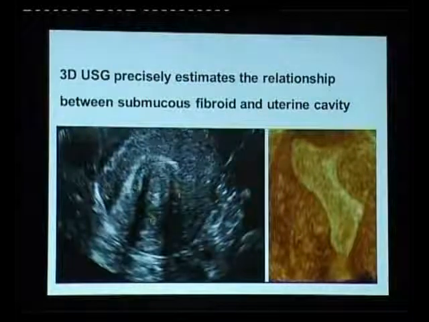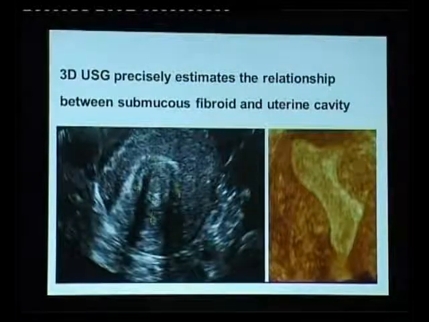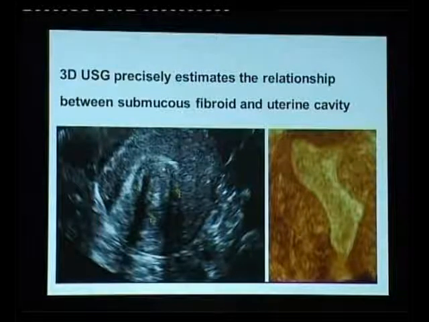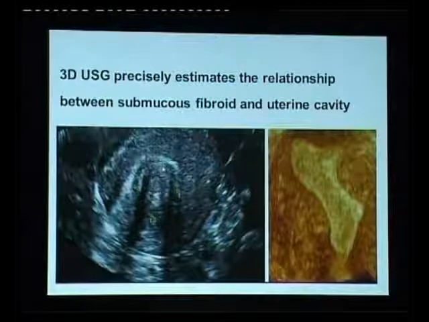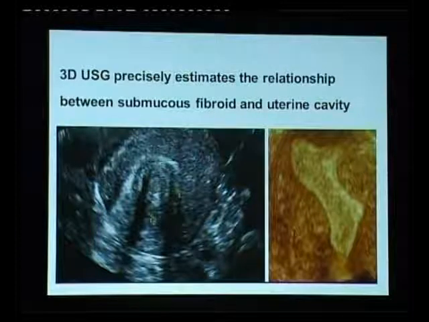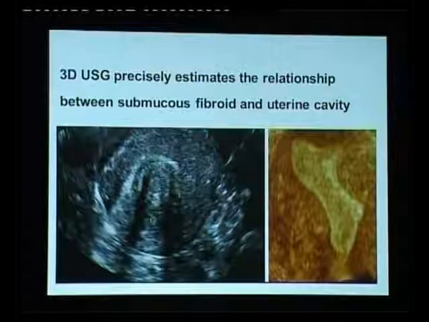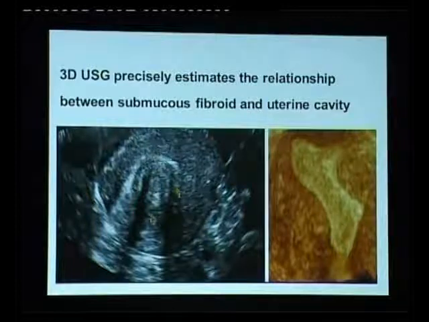Now, what is the relationship of the submucous fibroid with the uterine cavity? Now, this could be very challenging when you see it on 2D ultrasound. So one thing which will help you is a little bit of saline in the cavity, and the other is where you can do a 3D and you can actually find out that it's not exactly in the cavity, it is a submucous fibroid, and it has some portion in the myometrium also.